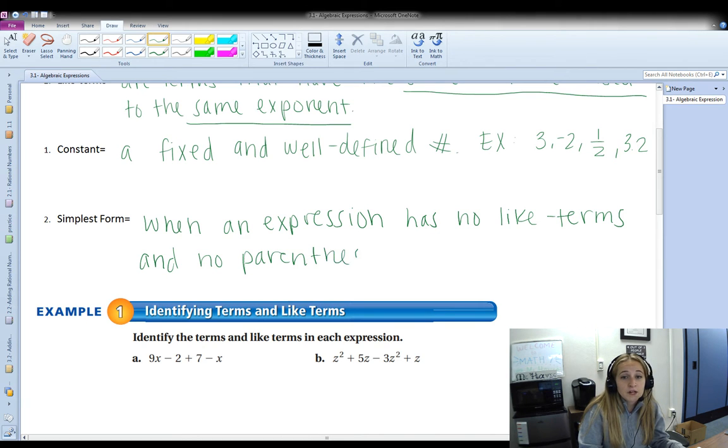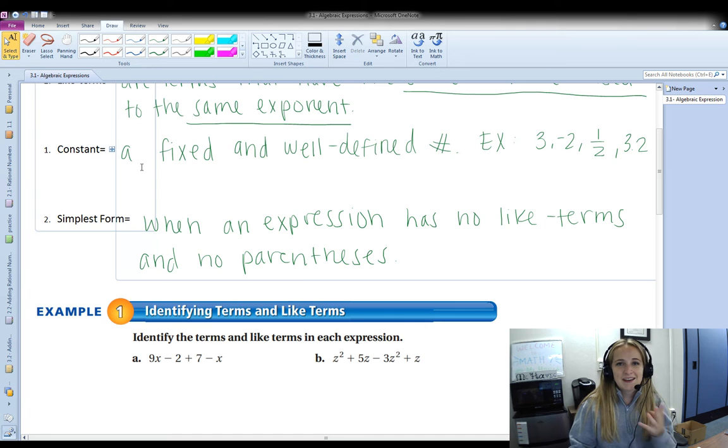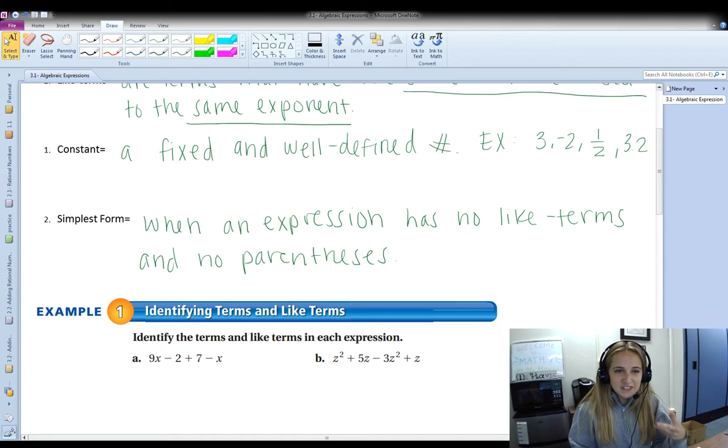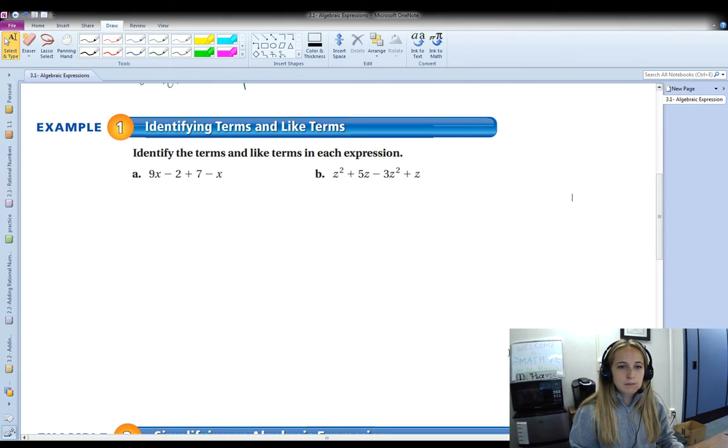So make sure you have these definitions down. What we're going to do now is look at some examples and use these definitions that we just wrote down and reference them. So make sure that you keep looking back up at the definitions to keep reminding yourself what they mean. All right, let's go to example 1. Example 1: identify the terms and like terms in each expression.